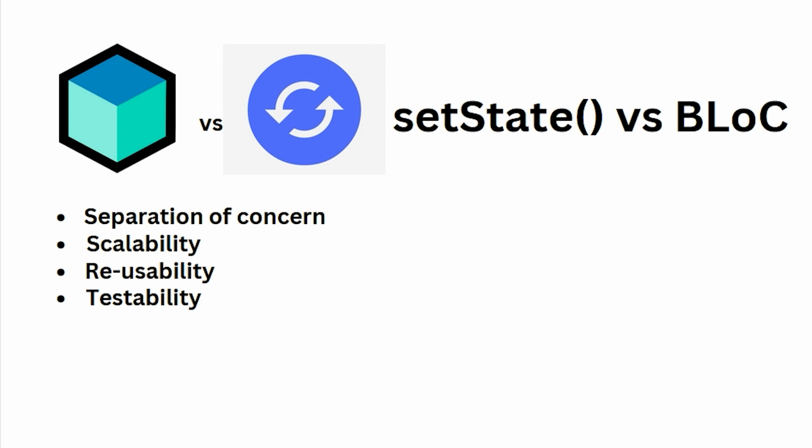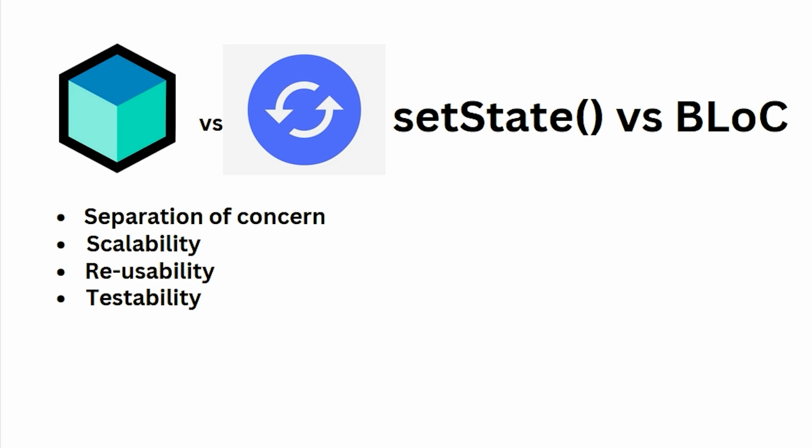And finally, we have testability, like when we write unit tests for our application, where setState makes it hard to test the business logic because it is tightly coupled to the UI, and a state management solution like Bloc makes it easy to test the business logic in isolation from the UI.